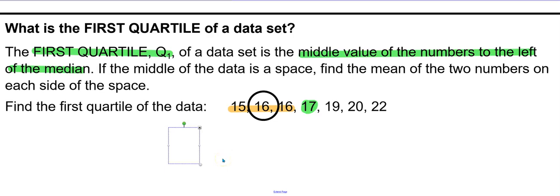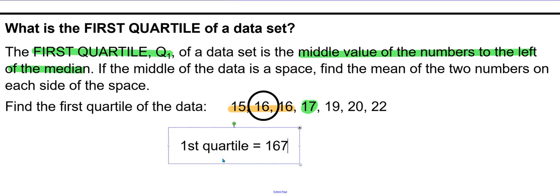So my first quartile is the number 16. Because now I've cut my data: there's 1 to the left, there's 1 to the right. The first quartile is right in the middle. Easy enough.